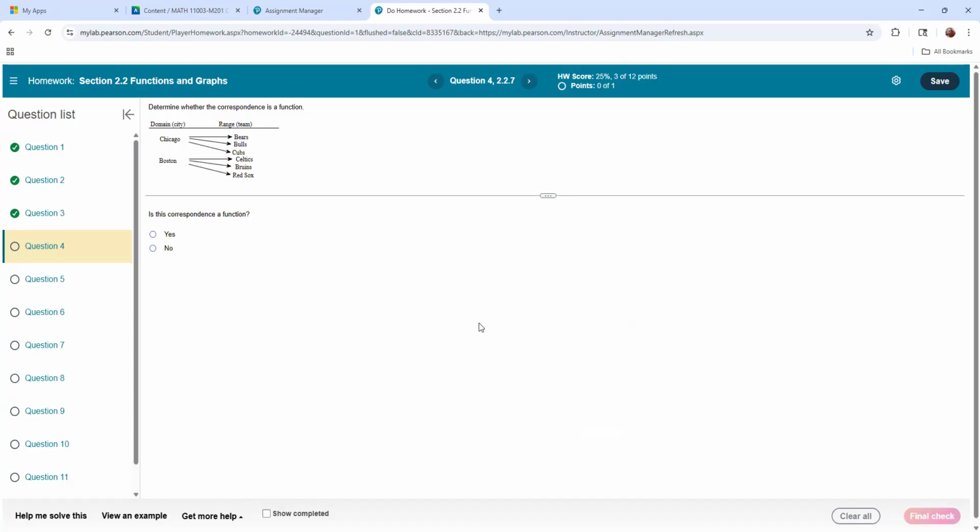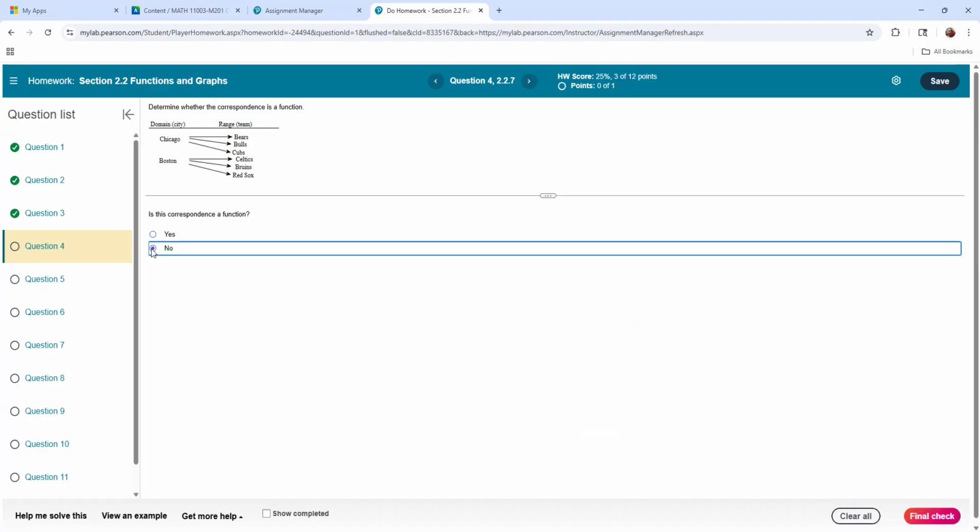Is this number 4 a function? Chicago points to the Bears, Bulls, and Cubs. Boston's pointing to the Celtics, Bruins, Red Sox. Genesis and Marlin and some of y'all, what? No, good job. Because each of them is pointing to three different range values. So that's violating our definition. It's a correspondence, but it's not a function, okay?